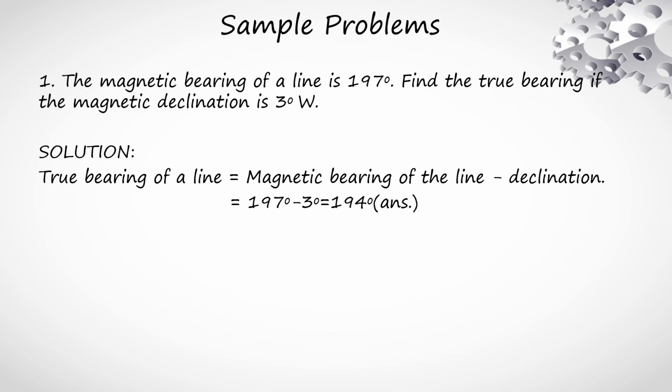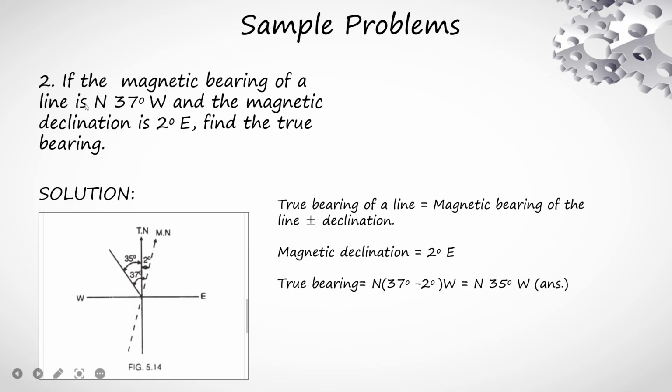Examples or sample problems. The magnetic bearing of a line is 197 degrees. Find the true bearing if the magnetic declination is 3° west. Let's use rule 1, which is true bearing of a line is equal to magnetic bearing of the line minus declination, equals 197 degrees minus 3 degrees, equals 194 degrees.